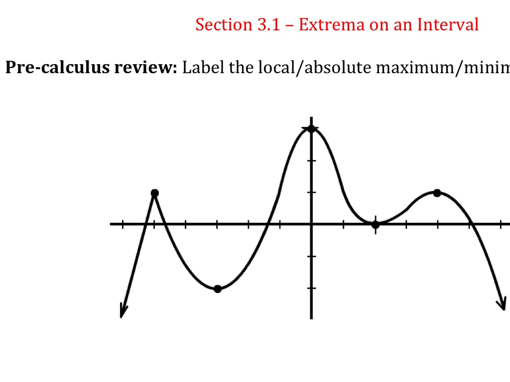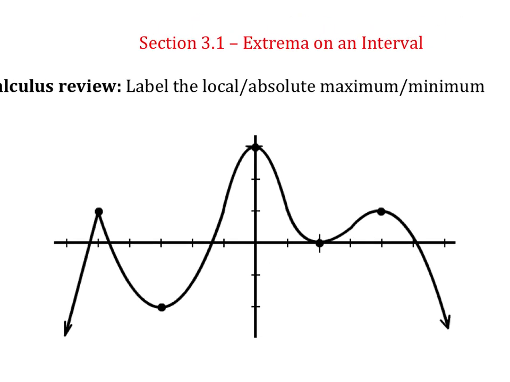So let's do a quick pre-calc review. We want to take this graph and label the local, absolute, maximum, and minimum. If you recall from pre-calc, maximum means something that looks like a hill, and minimum means something that looks like a valley. So this is a hill, hill, hill. So these are all maximums. The question is what's absolute and what's local.